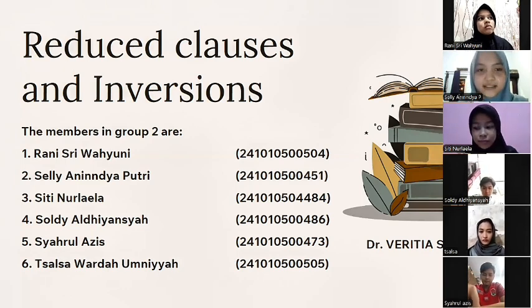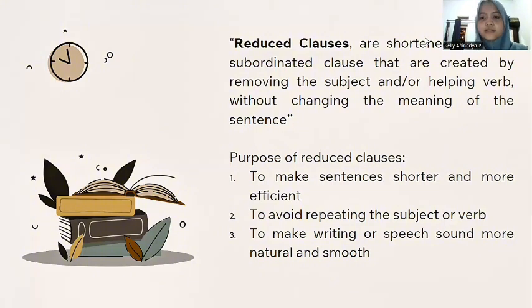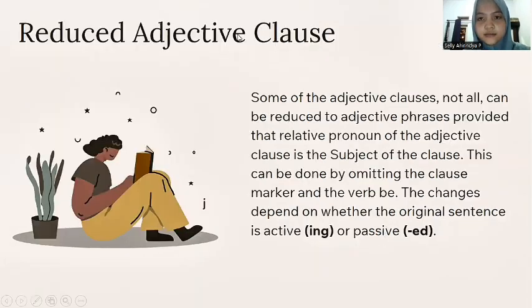So let's get started. Reduced clauses are shortened forms of subordinate clauses that are created by removing the subject and/or helping verb without changing the meaning of the sentence. Purpose of reduced clauses: 1. To make sentences shorter and more efficient. 2. To avoid repeating the subject or verb. 3. To make writing or speech sound more natural and smooth.